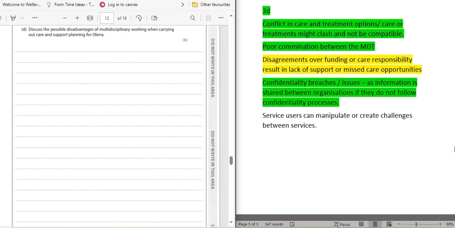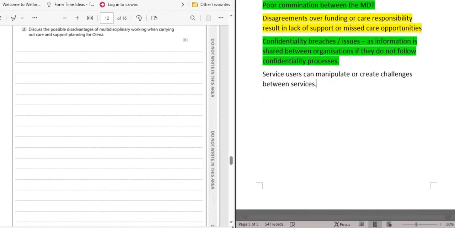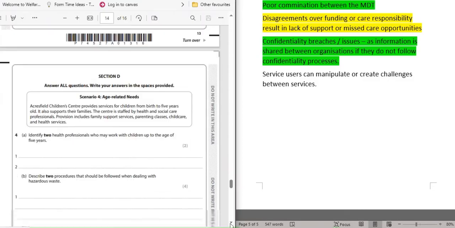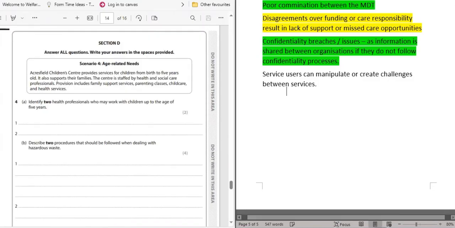Okie dokie. And then that brings us on to section 4. So the final section, again, is age-related needs. Often the question can take different approaches where it might put you in the position of a care worker. That's already been done in an early question, but let's have a look at the context. So we've got Acresfield Children's Centre provides services for children from birth to 5. It supports their families. It's staffed by health and social care professionals. Provision includes family support, parenting classes, and childcare services. And it says identify 2 health professionals who may work with children up to the age of 5.